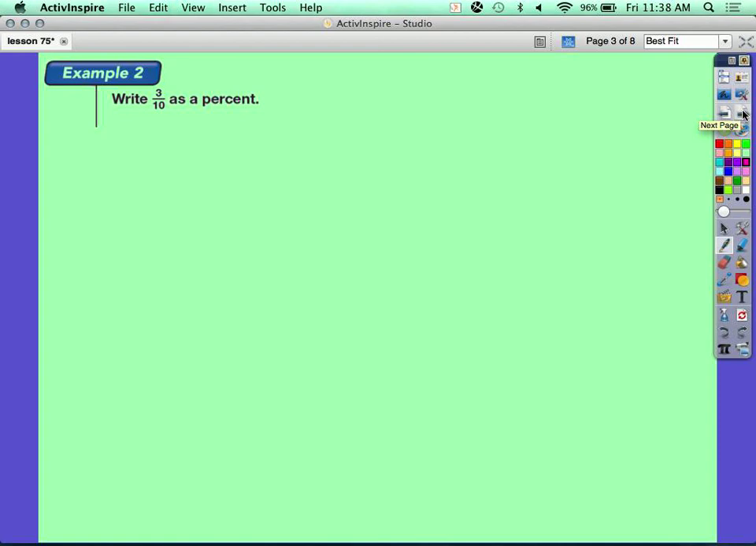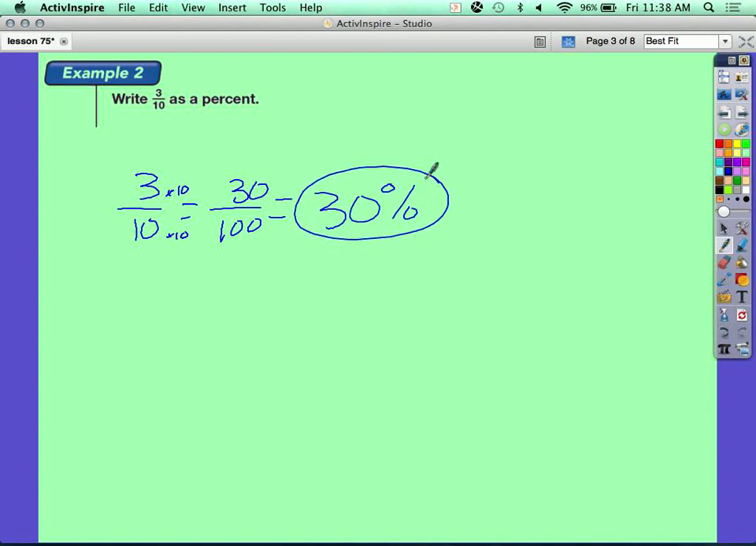Now, it says write 3/10 as a percent. Remember, percent is out of 100, so I need to make this into hundredths. I have 3/10, and I need to get to hundredths. I did 10 times 10 here, so I'm going to take my 3 times 10 to get 30. Now, since it's out of 100, I can take the top number and write the percent sign. So if we're going from a fraction to a percent, we have to get our fraction to be out of 100, and then we can take the top number and write our percent sign with it.